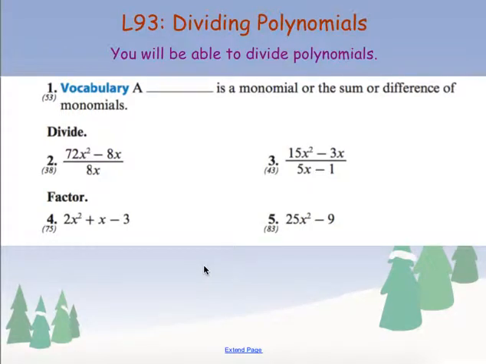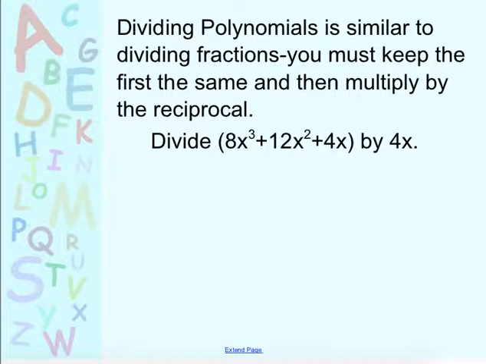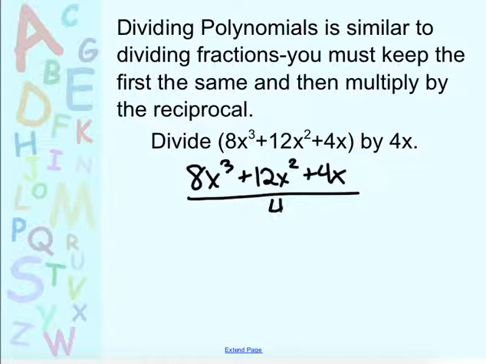Algebra 1, Lesson 93, we are dividing polynomials. In the last lesson, we were dividing fractions, and dividing polynomials really is very similar. If I want to take 8x cubed plus 12x squared plus 4x and divide it by 4x, that's just like what we did: 8x cubed plus 12x squared plus 4x. We're going to divide it by 4x.